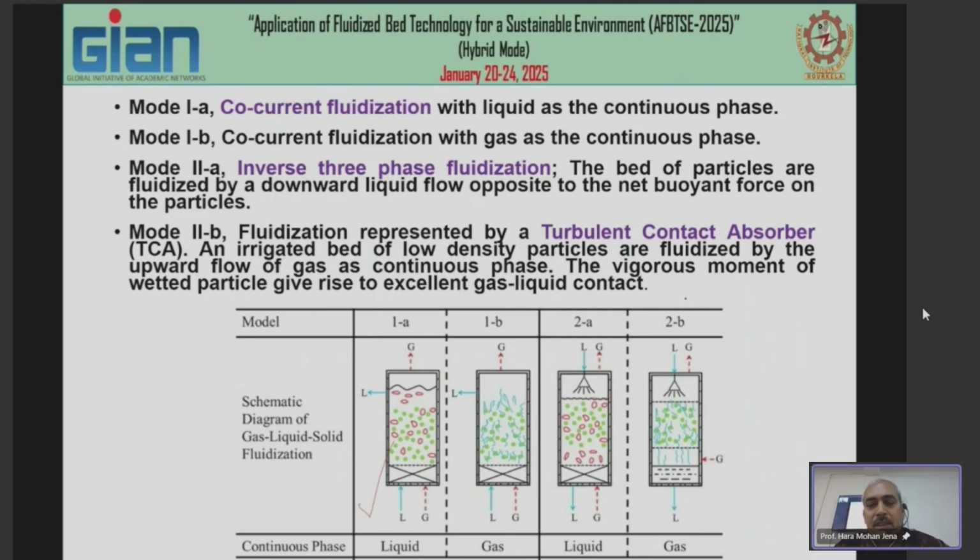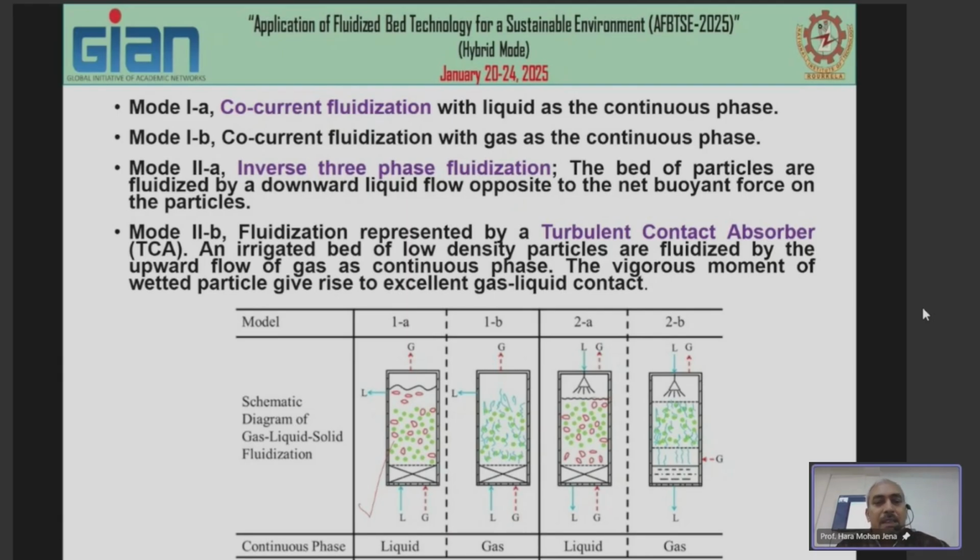If liquid is in the downward direction and gas in the upward direction, that is counter flow, but gas is the continuous phase. In 2A, liquid is the continuous phase, inverse three-phase fluidization, and in 2B, gas is the continuous phase, fluidization represented by turbulent contact absorber, TCA.